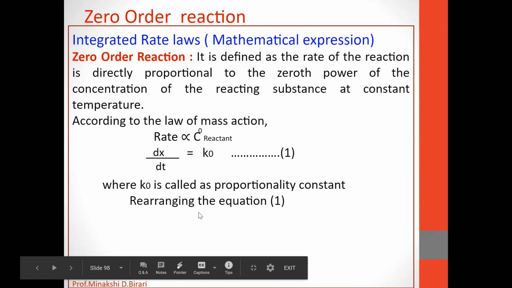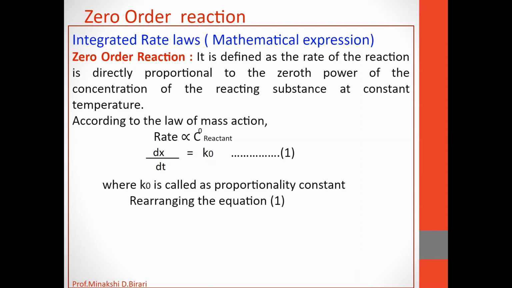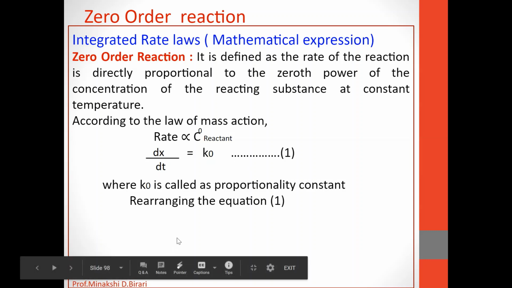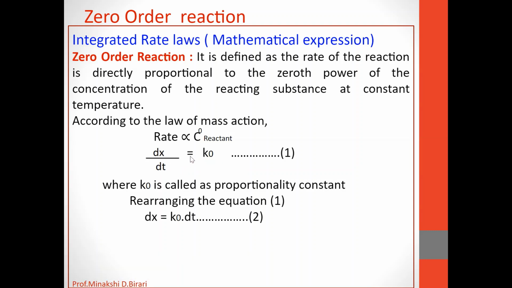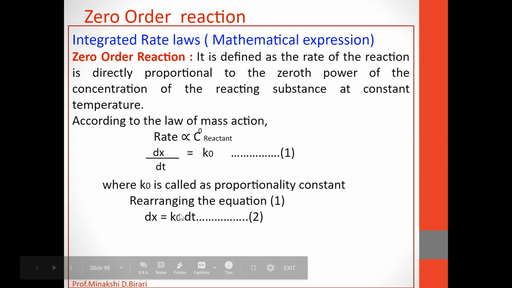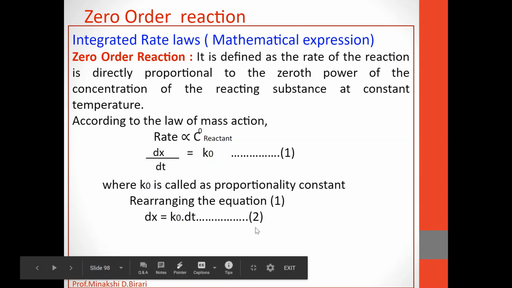So the expression for the rate constant K0 can be derived by rearranging this equation 1. We get dx equal to K0 into dt. Simply rearrange equation 1: dx equals K0 into dt. We can give this equation number 2.